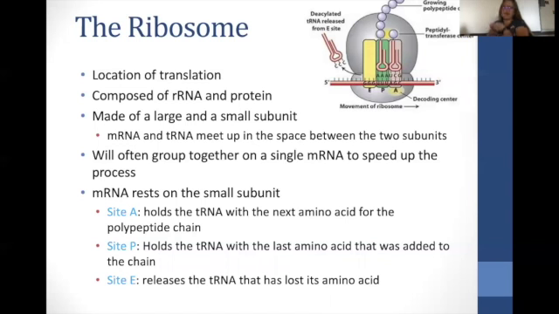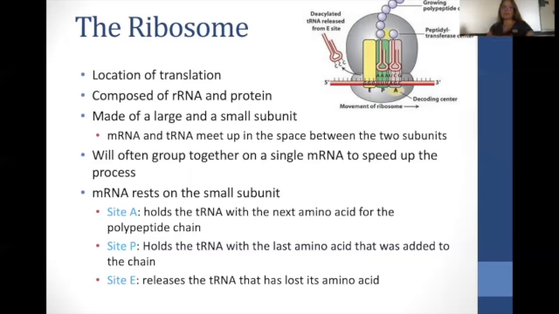The mRNA and the tRNA meet up in the space between the 2 subunits and will often group together on a single mRNA to speed up the process. So when you guys learn it freshman year, you think like this one little Pac-Man of ribosome is moving down the mRNA doing translation. Instead, you could have hundreds of little Pac-Men moving down it. And so you're producing these proteins very, very quickly.